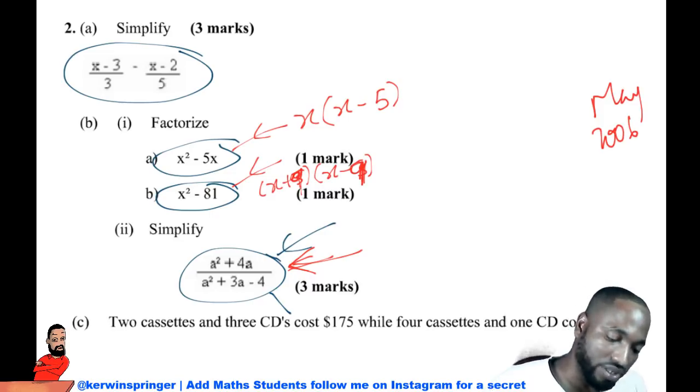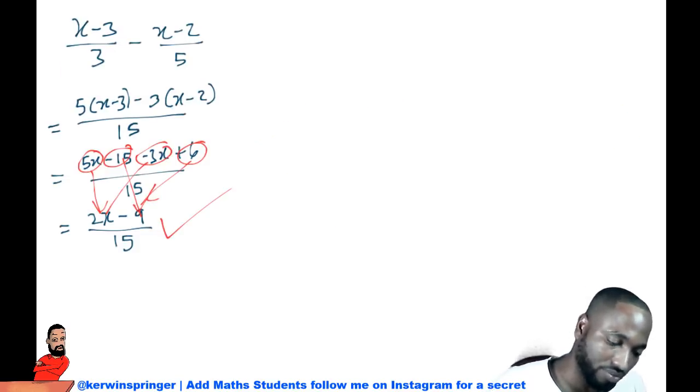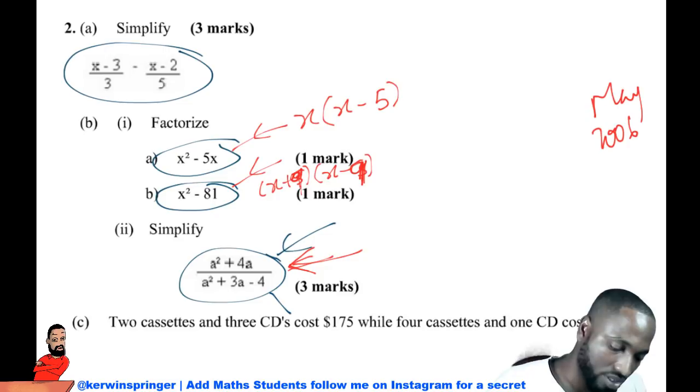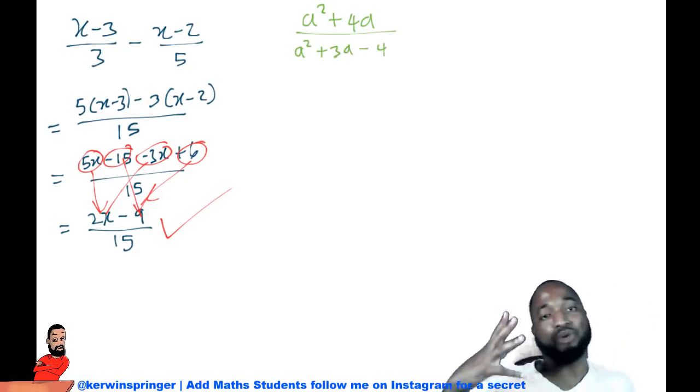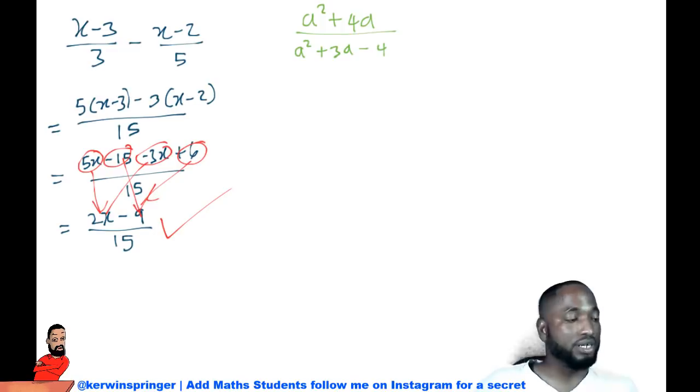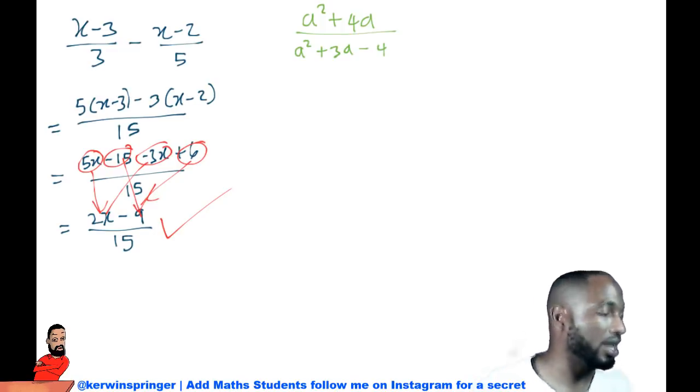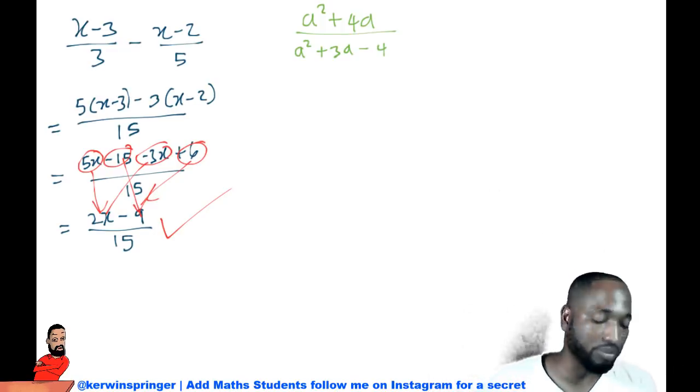Alright, so let's do the working for this one. A squared plus 4a. Let's go in green this time. A squared plus 4a over a squared plus 3a minus 4. So you can separate it if you want and work out your numerator and denominator separately.